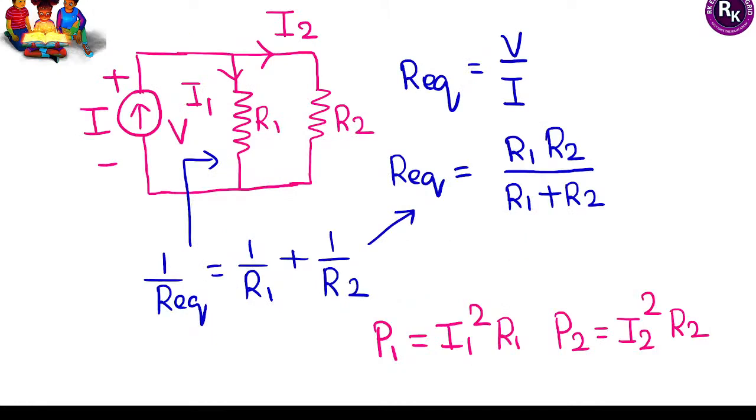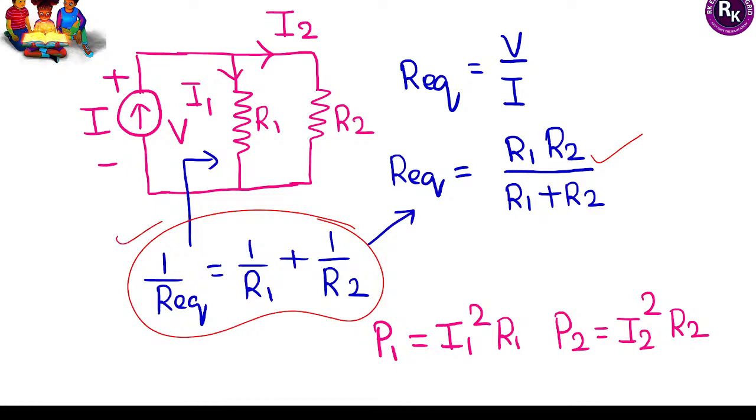Next, when you are talking about a parallel circuit, this is the formula to calculate the R equivalent. Actually, it is derived from here for the R equivalent circuit. We know this. If two resistors are connected in parallel, this is how we calculate the R equivalent. Now, for parallel circuits, if you are exploring the individual power ratings, then you will have to go ahead with I squared R, that is I1 squared into R1 and I2 squared into R2.